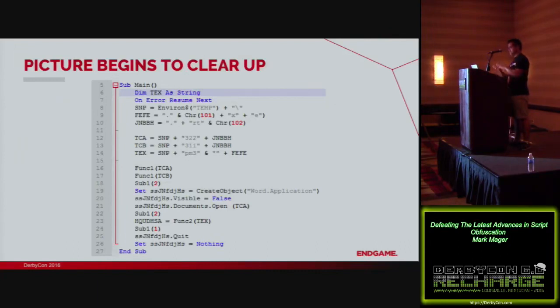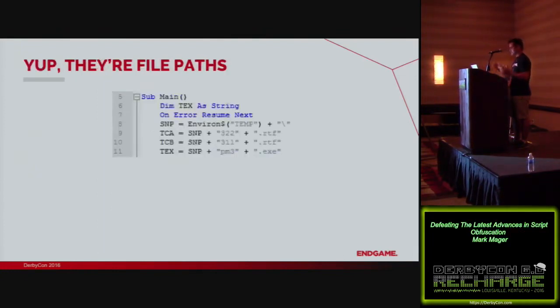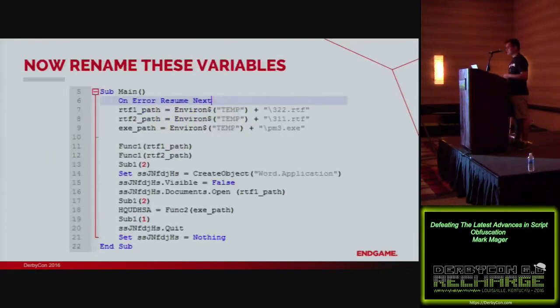I can start to see what kind of look like file paths start to take shape, but it's still not quite clear. If I go a little further, I can start to see that we have an exe and an RTF extension, and the variable on line 8 appears to be a path to the user's temp directory. Now, if I go a little further with that, yes, they're definitely file paths. Right, so we have 2 RTF documents, and we have an executable being referenced, and they're all going to be located within the user's temp directory.